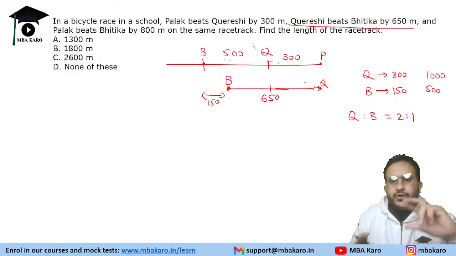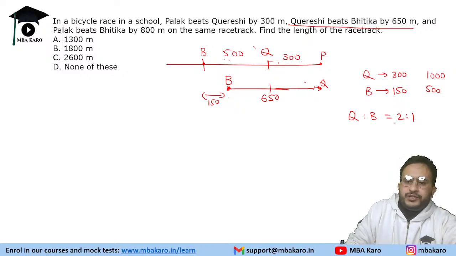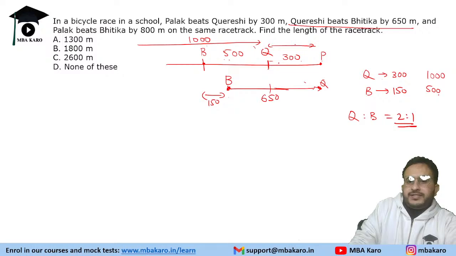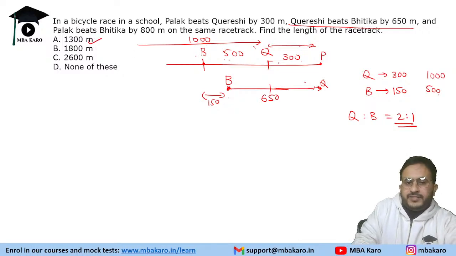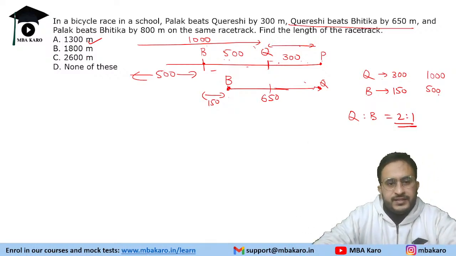The ratio is 2 ratio 1 and the difference is 500 meters. So from the starting, Q has already covered 1000 meters. So the total race is 1000 plus 300, that is 1300 meters. And if you look from B's point of view, B has covered 500 meters and B is 800 meters away from the finish. So either way, you will get the total distance as 1300 meters.